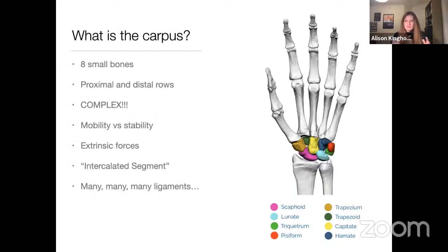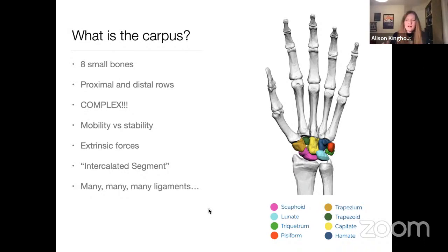So starting from the ground level, what is the carpus? Well, we're talking about the 8 small bones that sit between your forearm and the start of your metacarpals. And they're roughly aligned, as you see, into a proximal row of the scaphoid, lunate, triquetrum, and pisiform, and a distal row of the trapezium, trapezoid, capitate, and hamate.